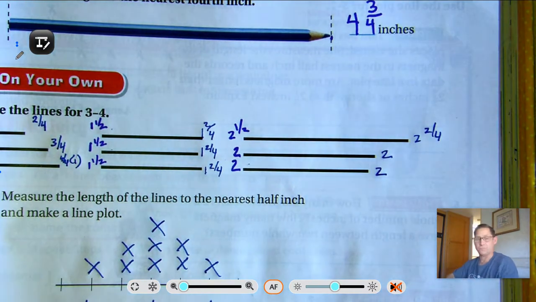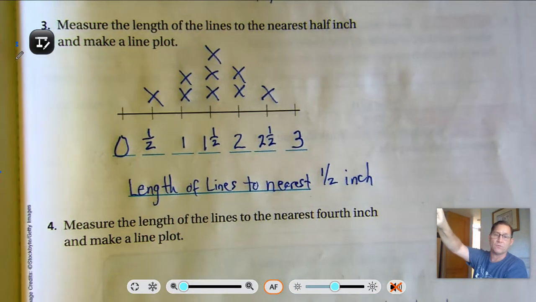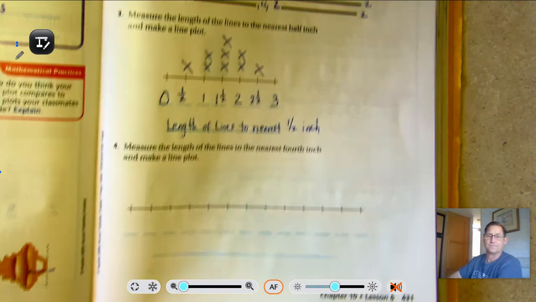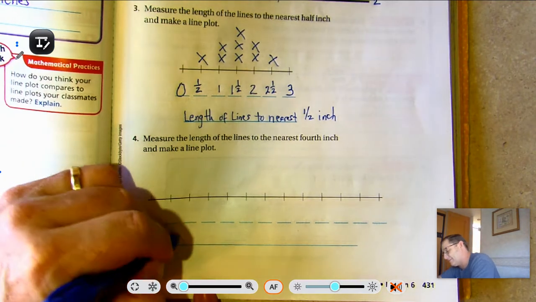All right. So now, what is our label for our line plot this time? Well, it's still length of lines.